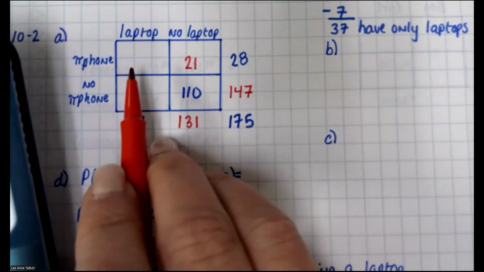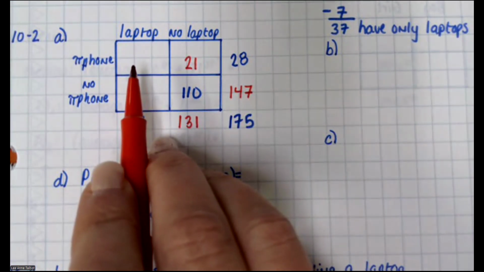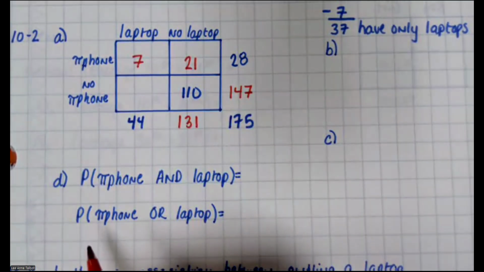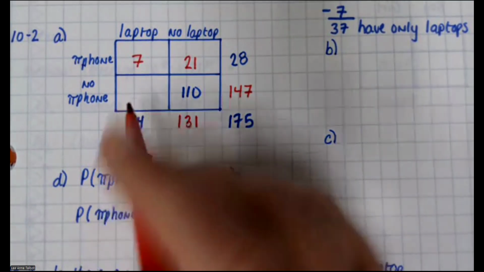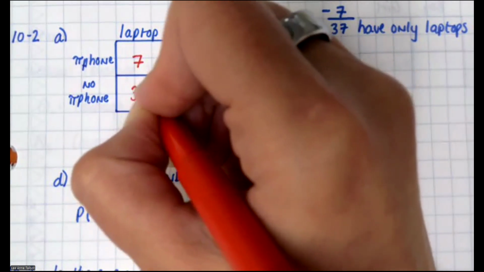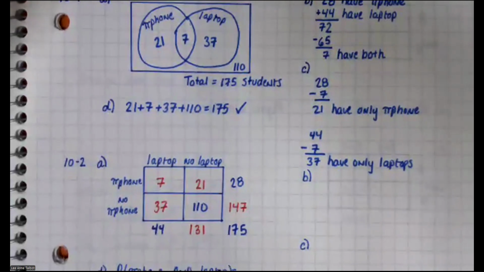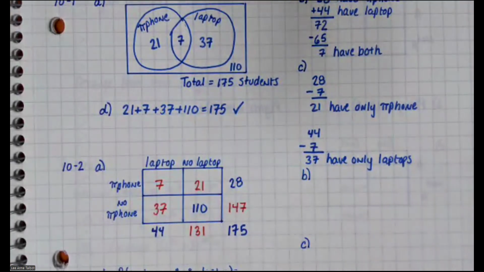What does this box have to be? 7. And what does this box have to be? 37. And then do we have now the same exact information we have in the Venn diagram? I think it's easier. You like that better? And you can choose. It doesn't matter.